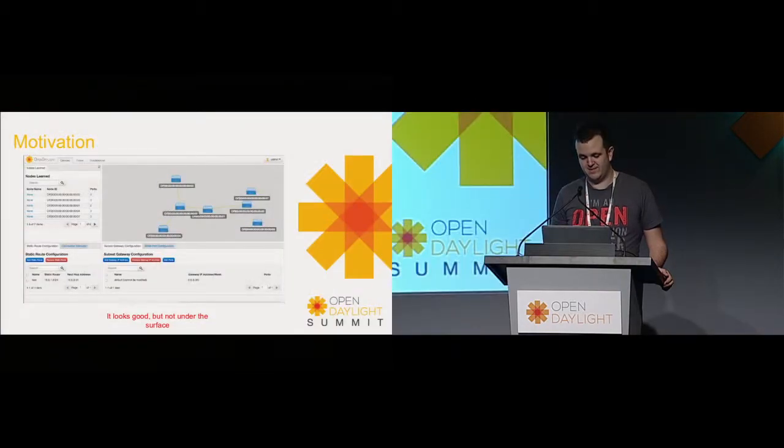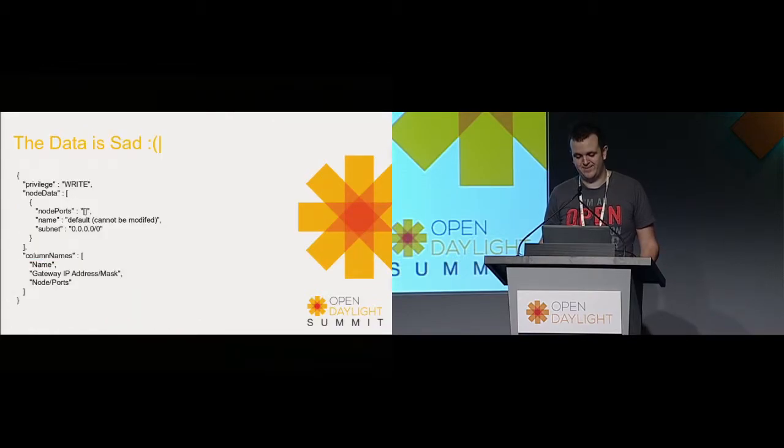So what is DLUX? It's basically a UI which is decoupled from the main controller. If you wonder why we did that, there is this little thing. It all looks nice when you're looking at it in the browser, but once you actually start looking under what it's using, it's a bit terrible. So this is the JSON which is used to write out the subnets, I think, if I remember correctly, in the current UI.